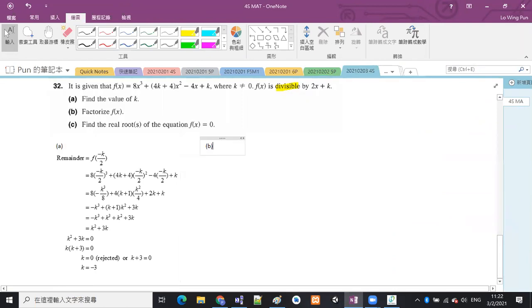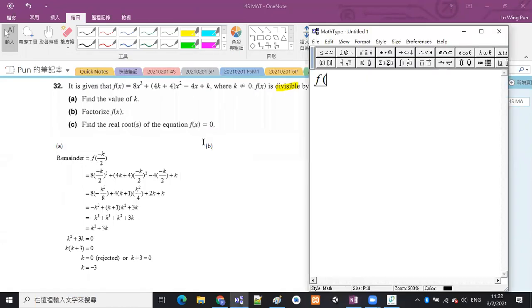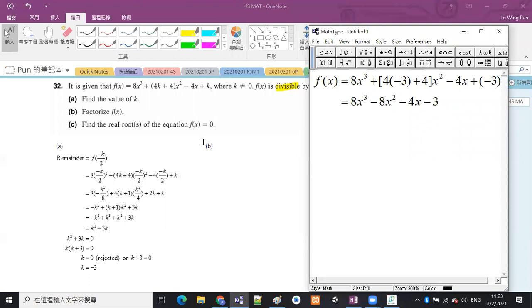Part B, factorize f(x). So when we have found the only unknown, we just write down the complete information of f(x). So it should be 8x cubed plus 4 times -3 plus 4 times x squared minus 4x plus -3, right? And then it is 8x cubed minus 8x squared minus 4x minus 3. Am I correct?